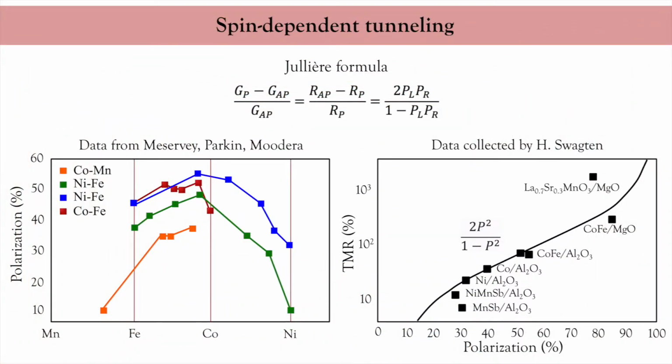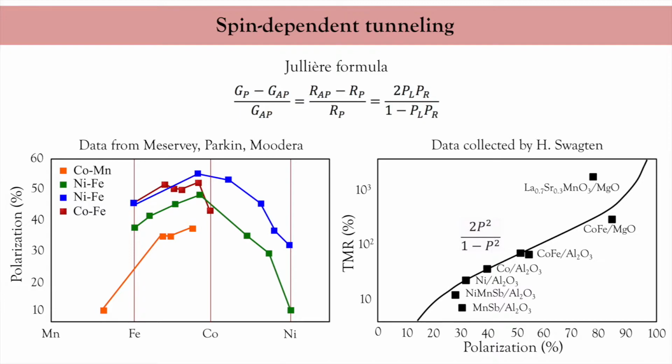The Julliere formula is both very simple and very powerful. By fabricating a magnetic tunneling junction and measuring its tunneling magnetoresistance, it gives a direct access to the polarization of the density of states of the ferromagnetic electrodes. It has been used to characterize the spin polarization on a wide variety of materials.